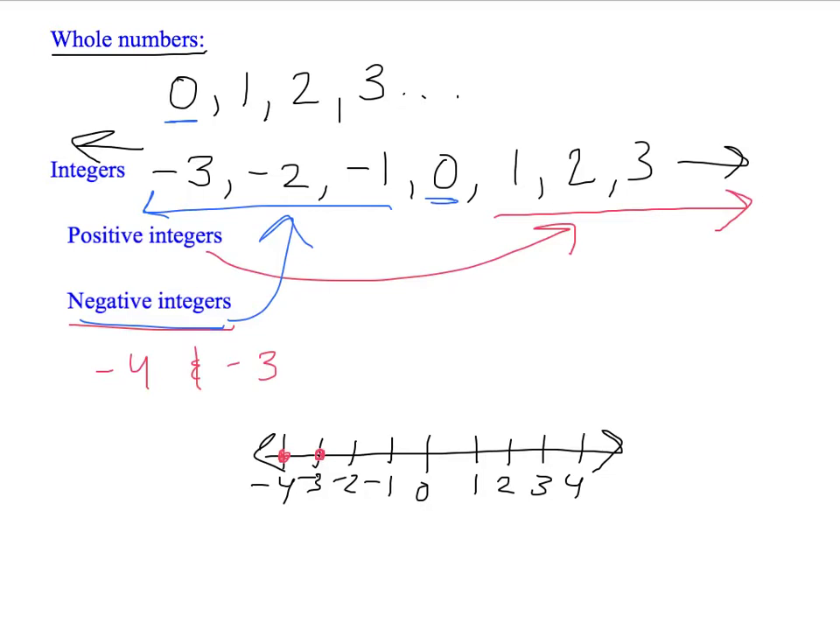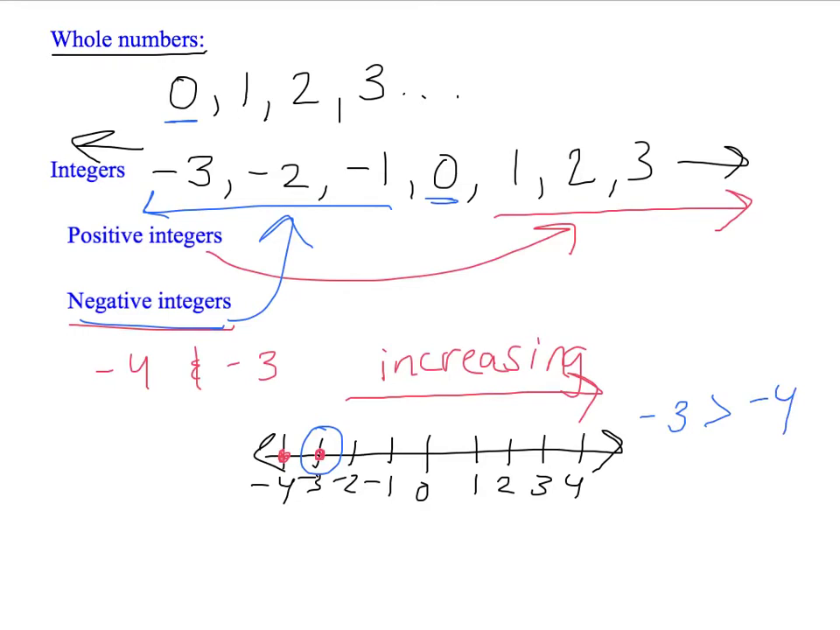The numbers are always increasing from left to right. So since -3 is more towards the right than -4, the bigger number is -3. So you can say -3 is greater than -4.